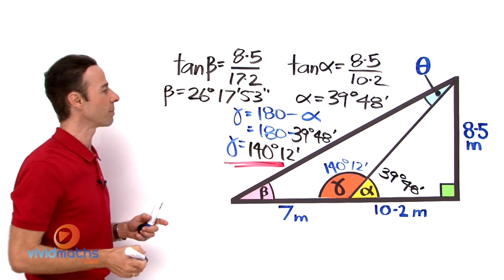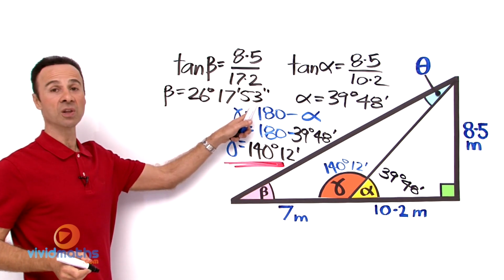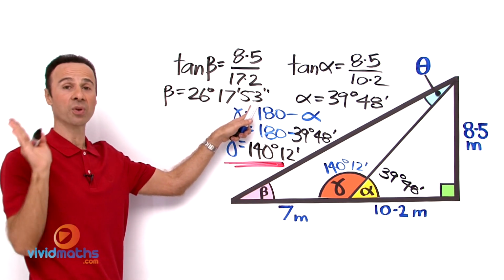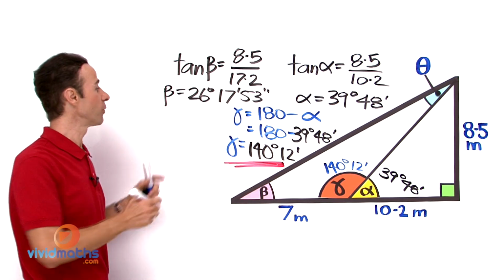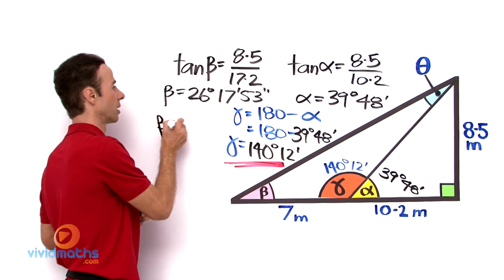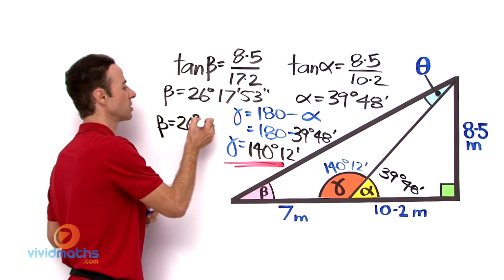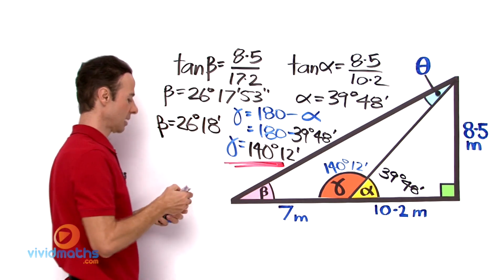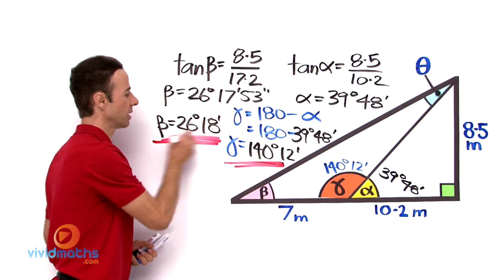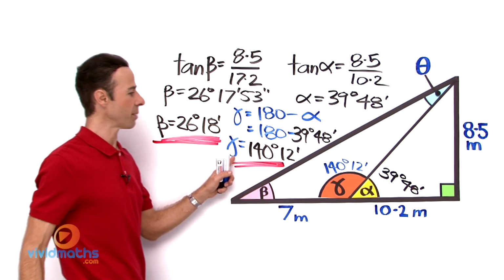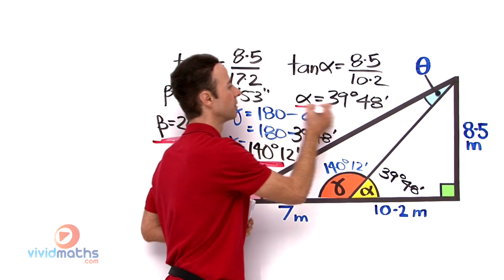Now we can round that up, can't we? 17 minutes 53 seconds. 53 is above 30. So that means this 17 goes up, doesn't it? We round it up. Therefore, beta will be 26 degrees 18 minutes. It went up, yeah? So there's our beta right there. There's our beta, there's our gamma, and here's our alpha.